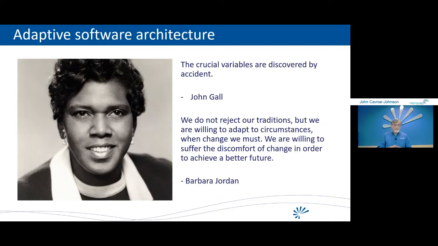Now that first quote, the crucial variables are discovered by accident. This also tends to be very much true. As you design your systems, you will discover almost by accident what really matters. What are the crucial variables that make the system? And I'm not talking about the software. I'm talking about the system that involves people and other organizations, or the internet, or whatever your system interacts with. The variables there are usually discovered by accident.